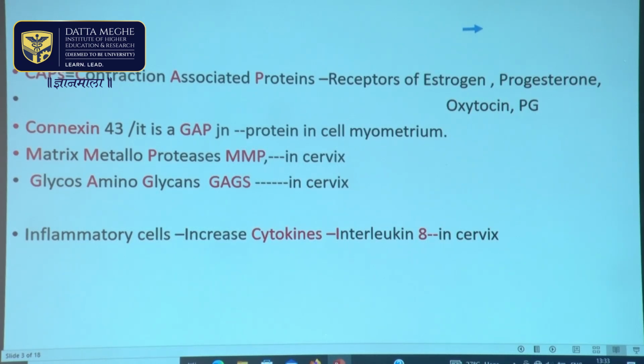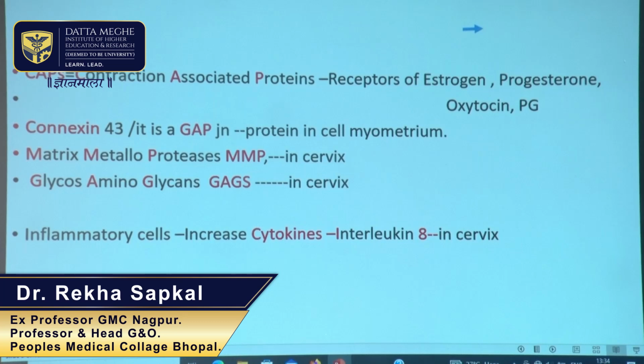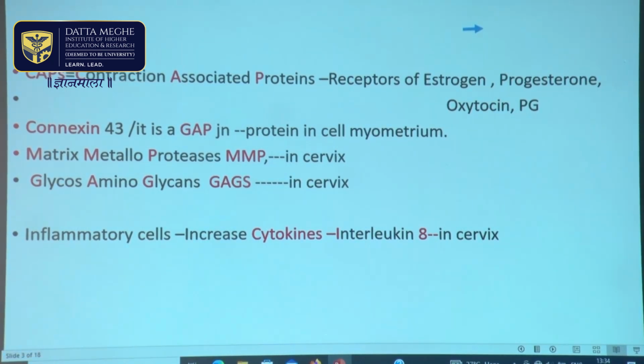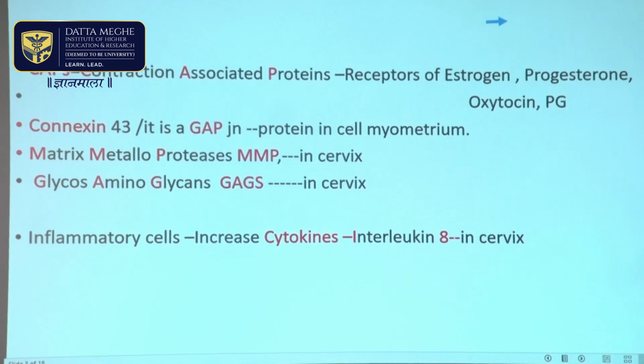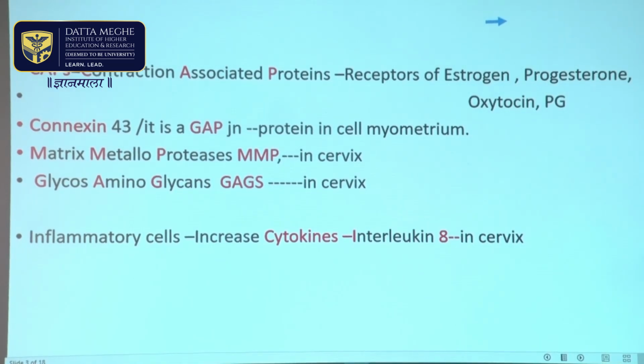CAPS. So, what do you understand by CAPS? Contraction associated proteins. They are the receptors of estrogen, receptors of progesterone, receptors of oxytocin, and also receptors of prostaglandins also. Connexin is connexin 43. It is a gap junction. It is a protein in the cell myometrium. It forms the tunnel to transfer the impulses from one side to the other.